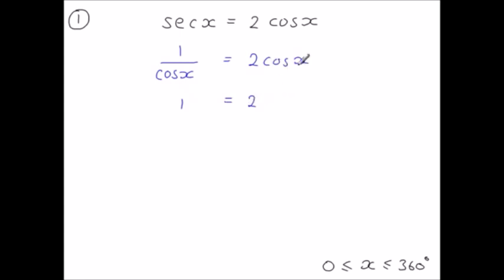So on this side, cos x times that cos x will give you cos squared x. Dividing by 2 will give you cos squared x is equal to a half, and then if you square root both sides, you'll get cos x is equal to the square root of a half, and cos x is equal to minus the square root of a half. So then you've got this.